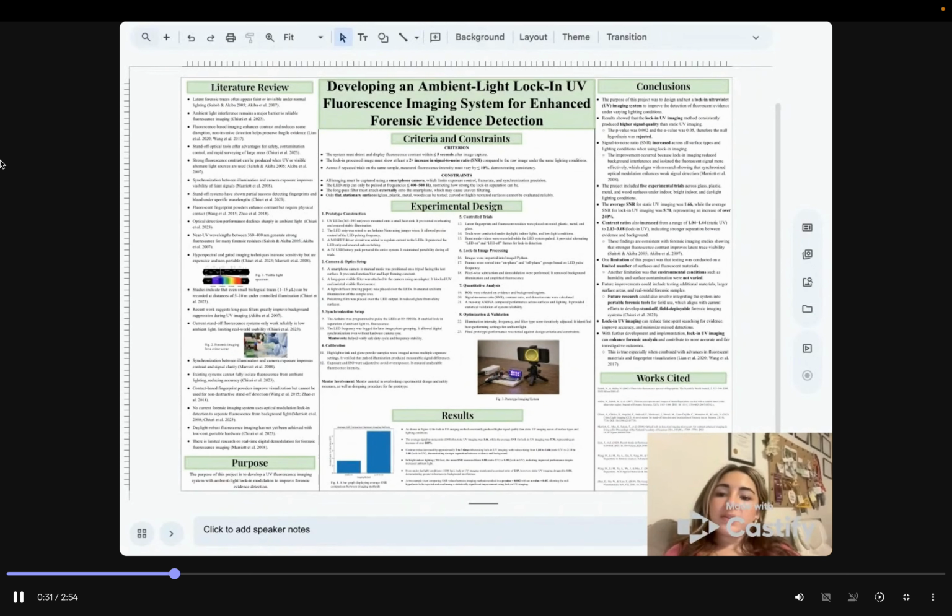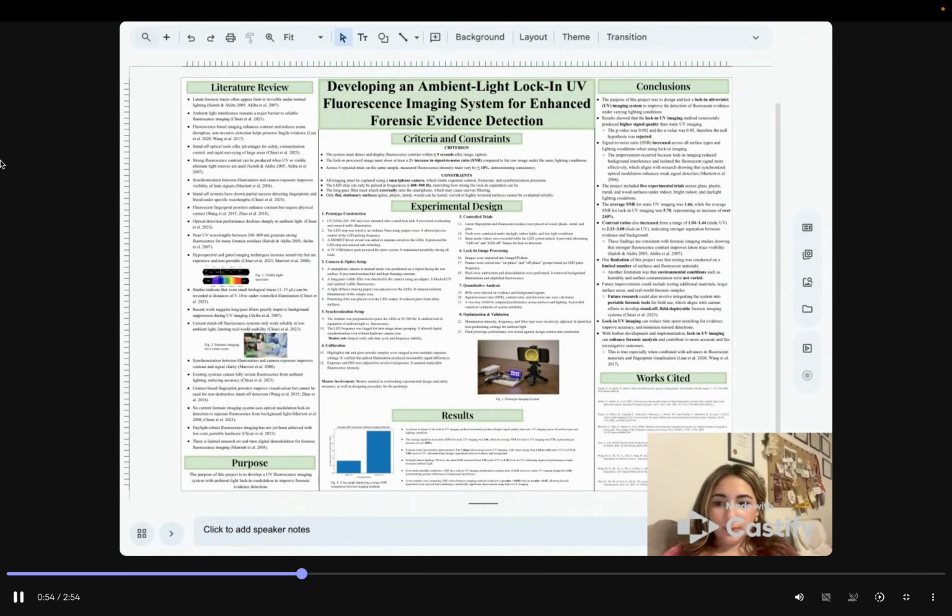So I asked, what if instead of turning off the lights, we digitally removed that background light? That's where the lock-in modulation comes in. Lock-in detection works by flashing the UV light on and off very quickly, in my case between 50 and 500 hertz, and then using image processing to isolate only the light that matches its flashing pattern. Since ambient light doesn't follow that pattern, it gets removed during processing.